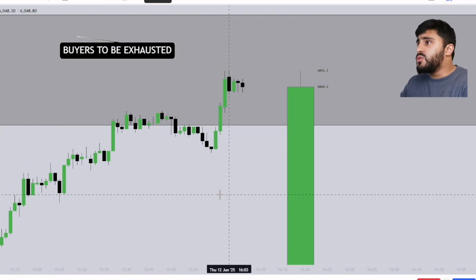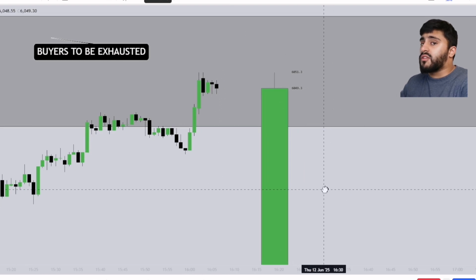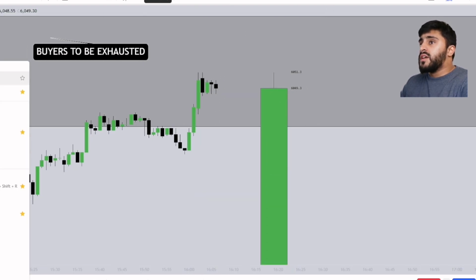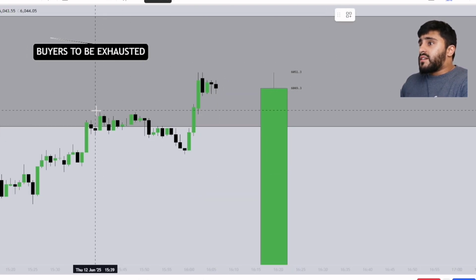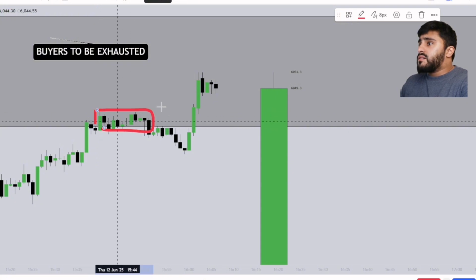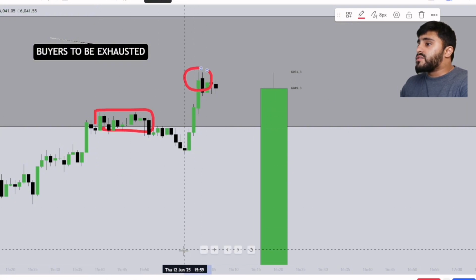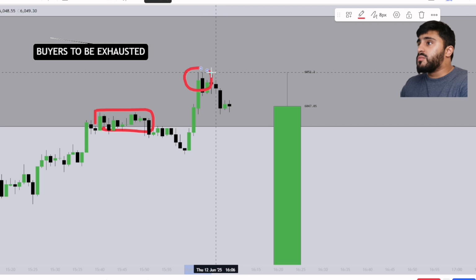So you want to see a huge amount of aggressive buyers over here, right? A large amount of aggressive buyers. And you want to see price kind of giving you the buyers over here, and you want to see the market giving you the buyers over here. And so if we just play price on a little bit, what we're looking for is we're looking for buyers to fail.